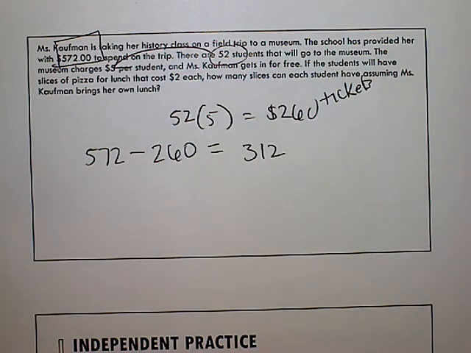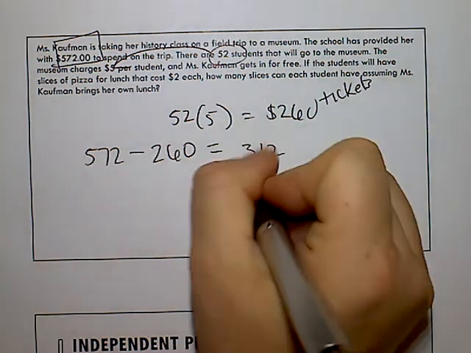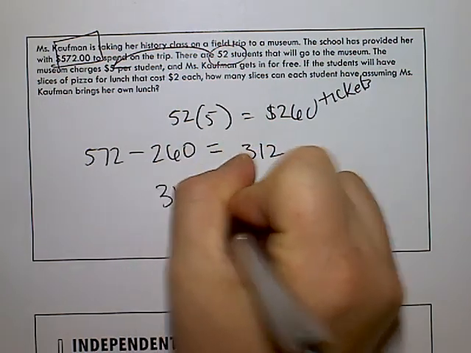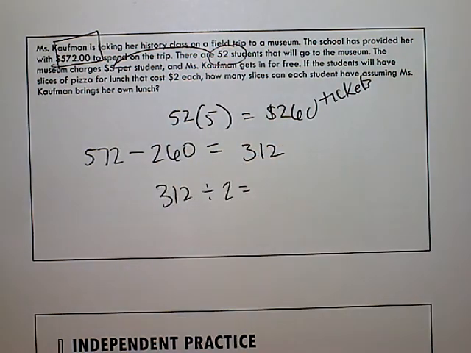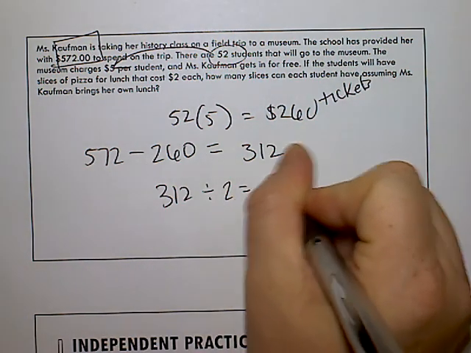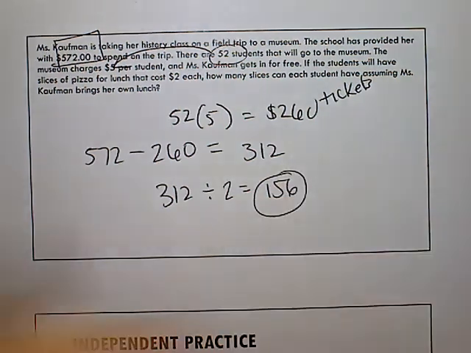Now, how much does it cost per slice? A couple different ways we could do this. What is it per slice? Okay, please take 312 and divide it by 2. It tells me how many slices I can have. What's 312 divided by 2? 156. Okay, so I have 156 slices, and I need to be fair here.